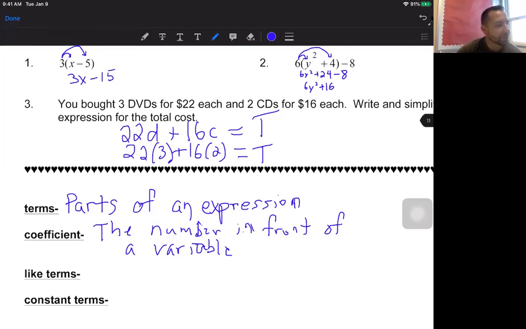Okay, like terms are just expressions that have the same variable with matching exponents. So we could say that the variable is matching, or matching exponents. I liked how you said same variable, same exponent. Excellent.